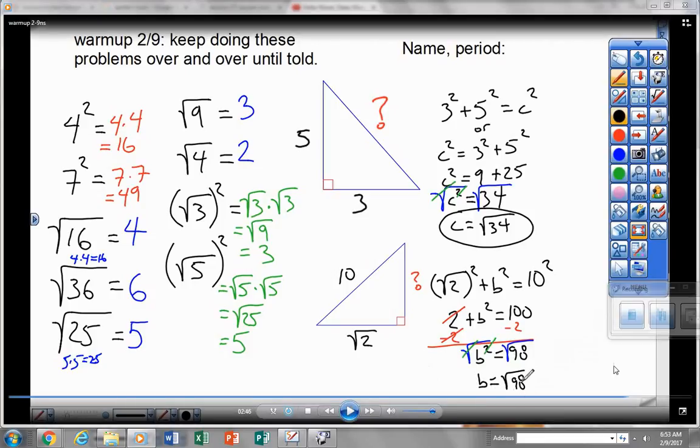So keep going on these problems. If you want to mix up some of your own numbers, feel free. But I would practice these Pythagorean theorem problems over and over again until I'm ready. Good luck.